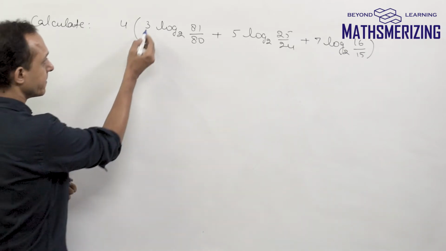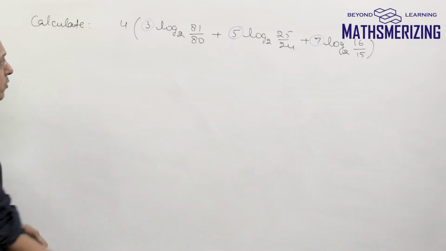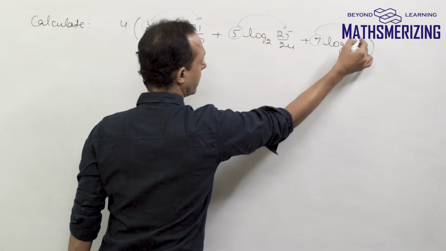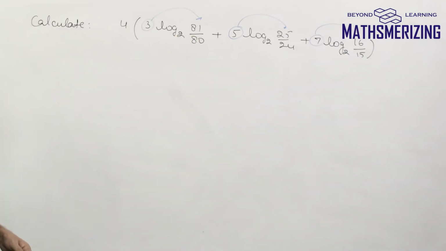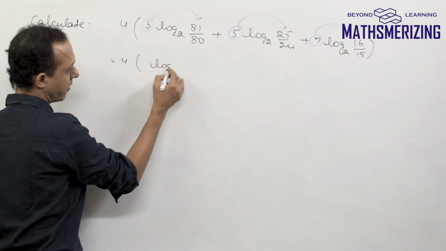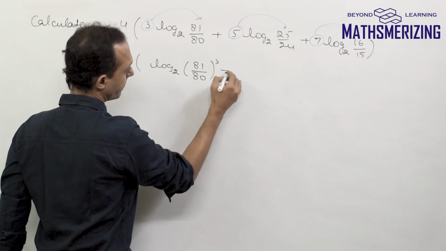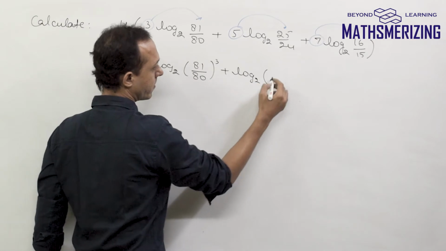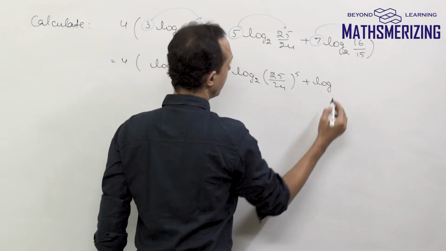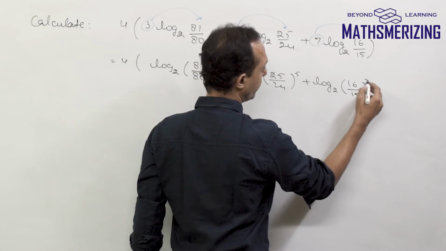Now here what I see is these numbers are multiplied to log. So my property says I can take these numbers to the power of the given logarithms. So I can express it as 4 into log 81 upon 80 to the power 3, plus log 25 upon 24 to the power 5, plus log 16 upon 15 to the power 7.